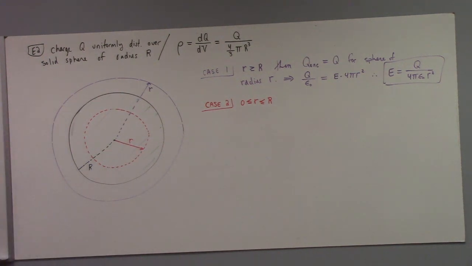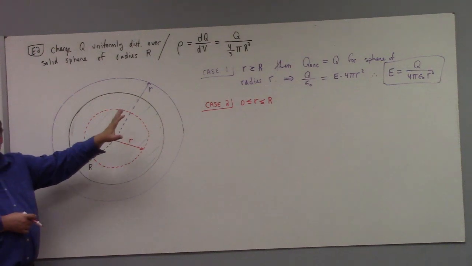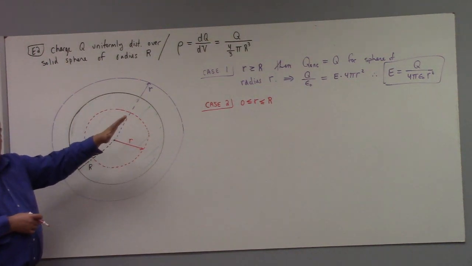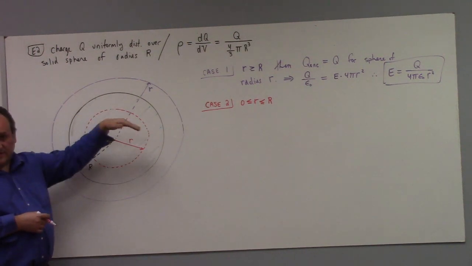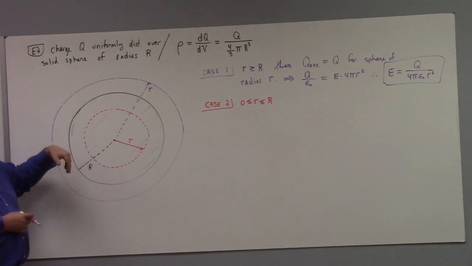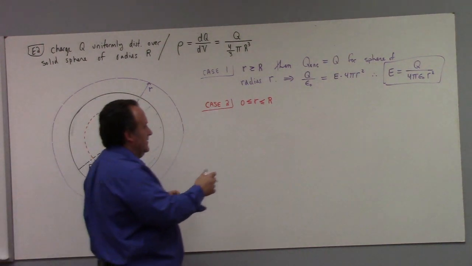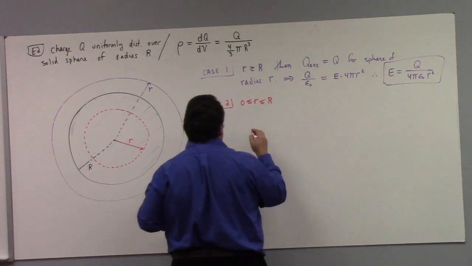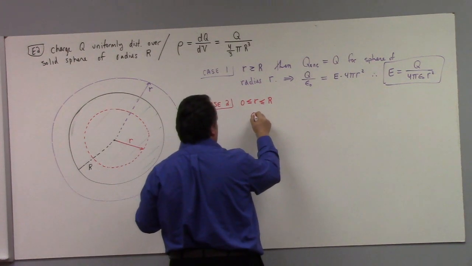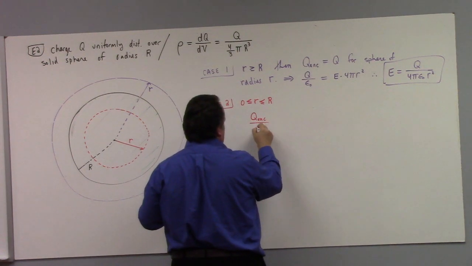So if we imagine this Gaussian sphere, radius little r less than or equal to the big R, inside the charged sphere. Again, there's a perfect spherical symmetry, so the electric field must be pointing outward, just like before. So the flux is still going to be the magnitude of the electric field times the radius. So we got charge enclosed divided by epsilon naught.